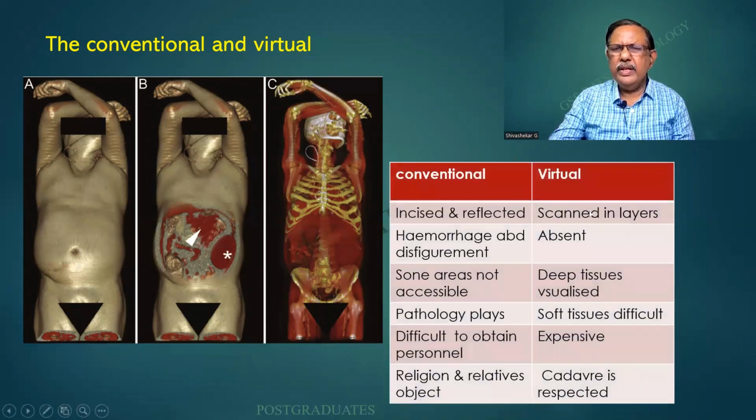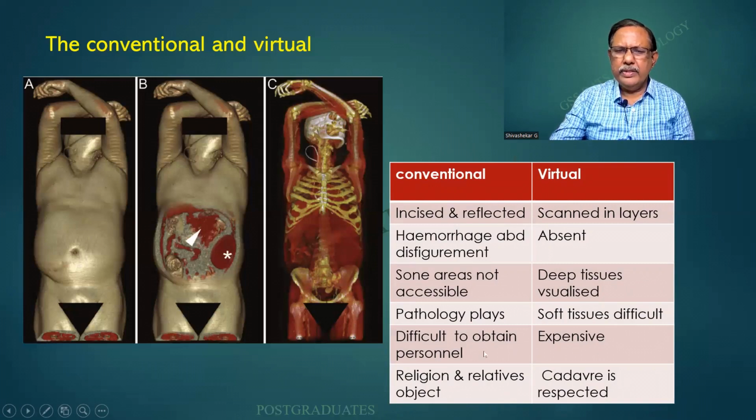And what are the differences I had given here? In conventional, there is incision, there is reflection. Whereas in virtual, it is scanned in layers. Here there is hemorrhage and disfigurement, which is absent in virtual. Some areas are not accessible in conventional, for example, the face, the bone. The deeper tissues can be well visualized in virtual. Pathology plays a vital role in conventional, whereas soft tissues can be difficult for virtual autopsy.